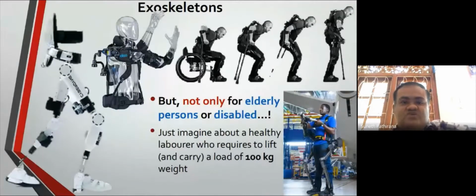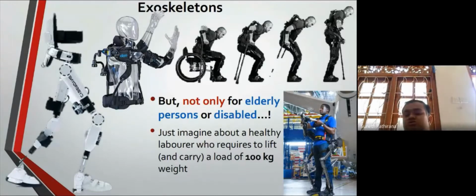Exoskeletons are a kind of power suit to give assistance to elderly people or physically disabled people, but not only for them. You can also give extra strength to laborers doing manual labor, who are supposed to lift or hold a huge weight like 100 kilograms. So we can save their backbone. That means we can give some additional support, so we can prevent them from being affected by backbone diseases and backbone pains.